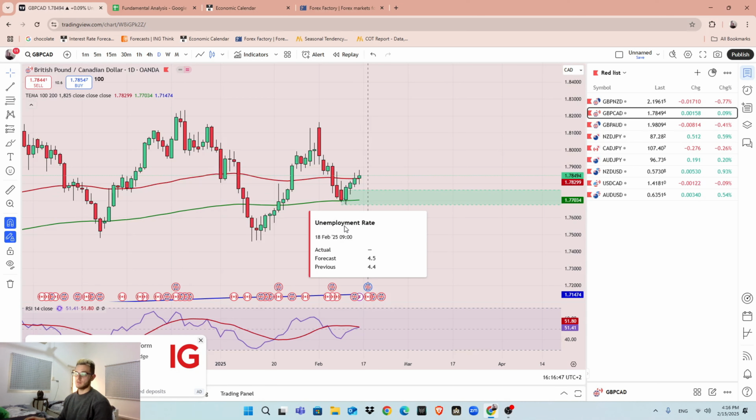If, for example, let's say unemployment rate forecast came as 4.5 or even 4.4, but if there is a great deviation like 4.3, I will be looking to enter immediately.